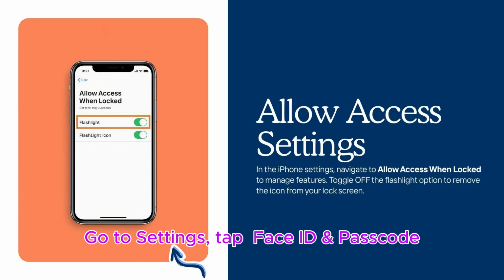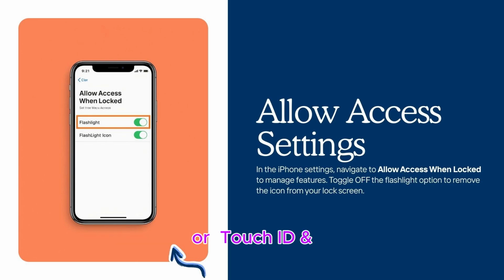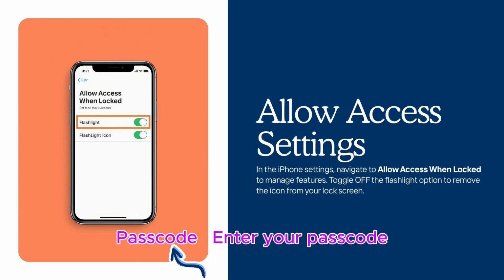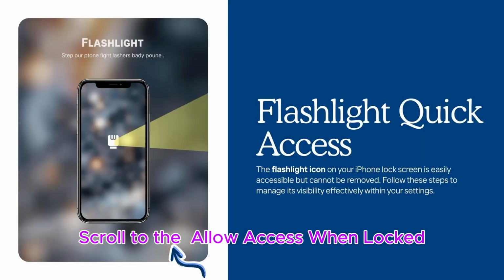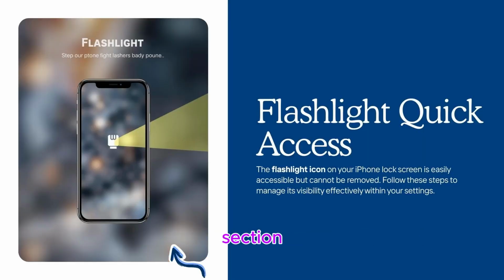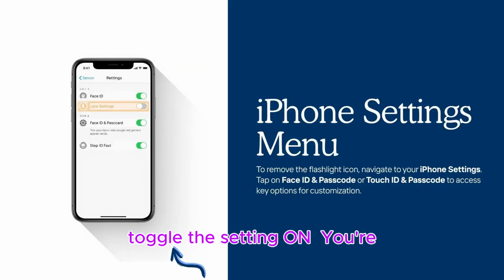Go to Settings, tap Face ID and Passcode or Touch ID and Passcode. Enter your passcode. Scroll to the Allow Access When Locked section. Toggle off flashlight. This will remove the flashlight icon from the lock screen. To get it back, toggle the setting on.